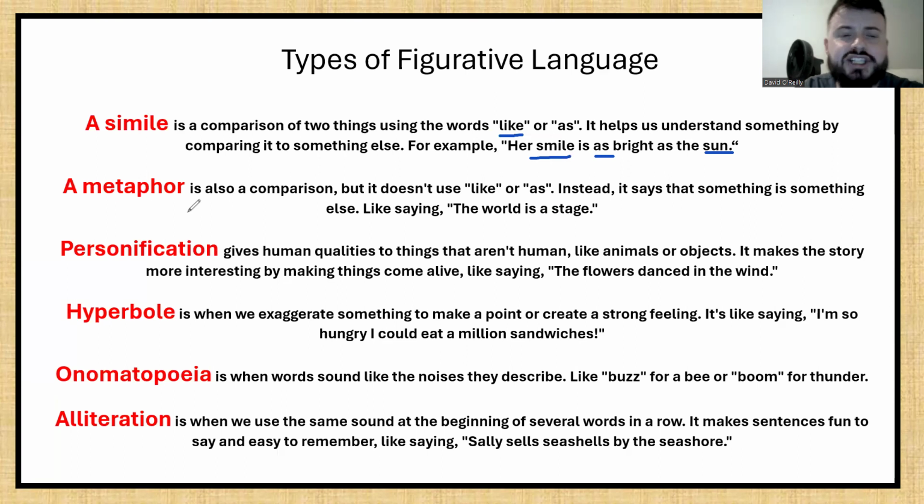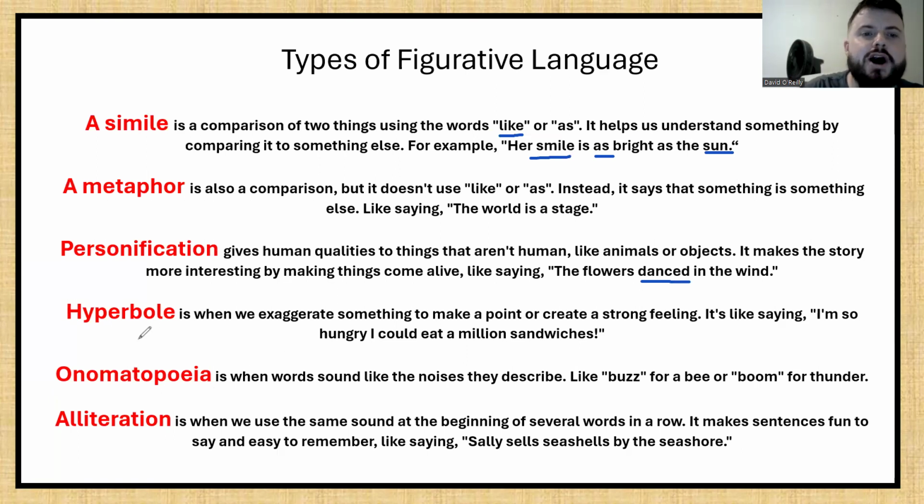And then we've got personification. Personification gives human qualities to things that aren't human, like animals or objects. It makes a story more interesting by making things come alive, like saying the flowers danced in the wind. Okay, now humans dance, flowers don't dance, but it looks like they're dancing. So by using that word, it brings it to life. If you imagine a flower in the wind swaying from side to side, it might look like it's dancing. Okay, so we create a vivid image in our reader's head.